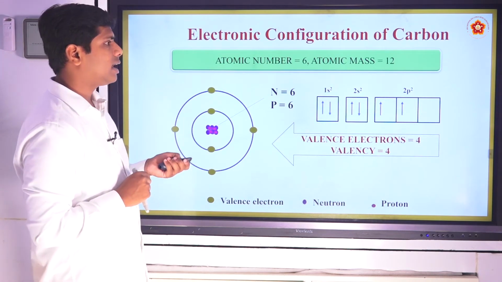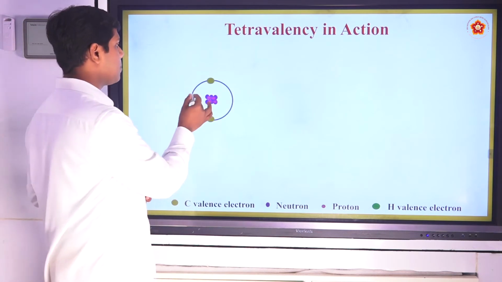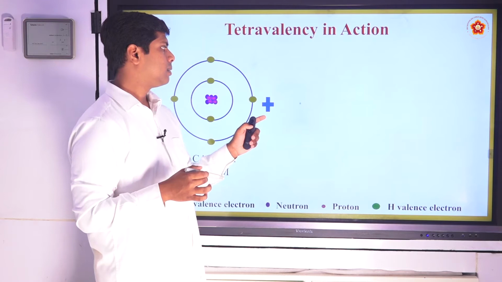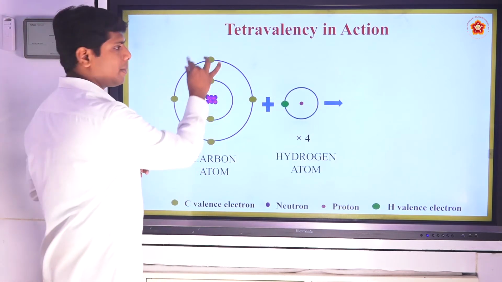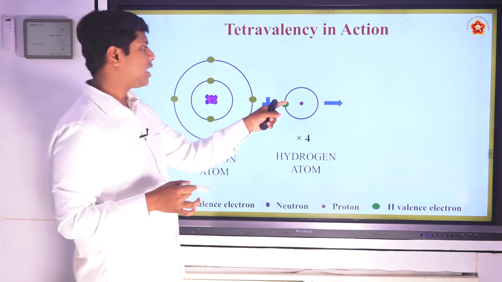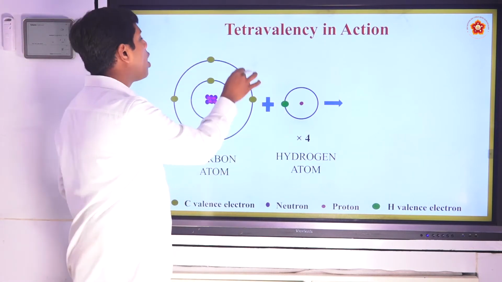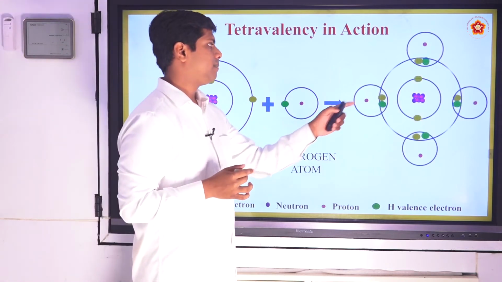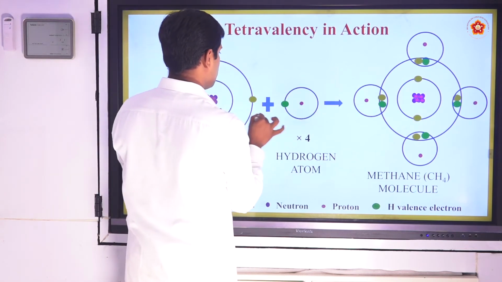Next, let us look at tetravalency in action. This is the carbon atom, plus this is the hydrogen atom. This is the carbon atom we already studied, and this is the hydrogen atom. Each hydrogen atom bonds with one of these 4 electrons to form this.